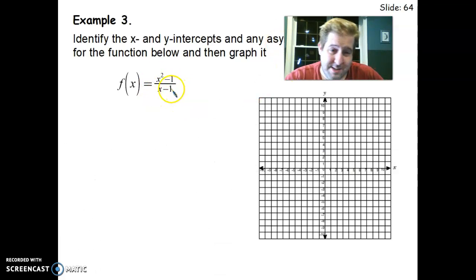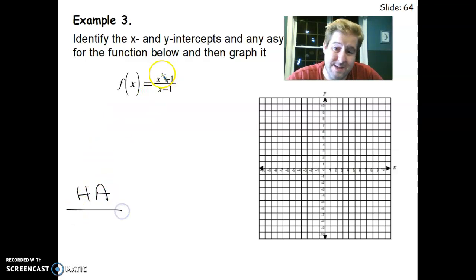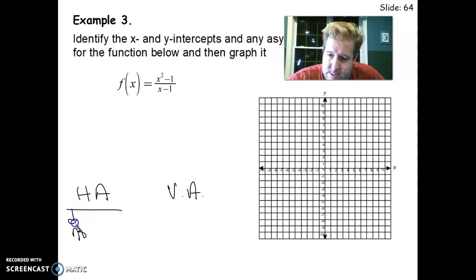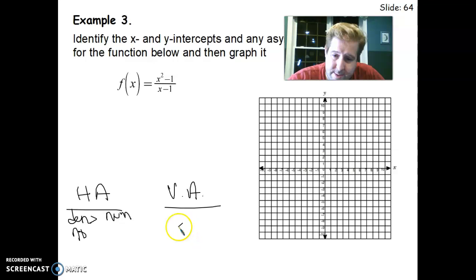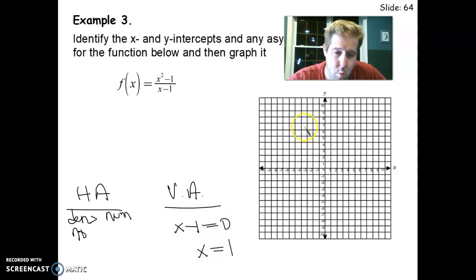All right, so next question. So we have horizontal asymptote first. The top degree is greater than the bottom. So there is no horizontal asymptote. For vertical asymptotes, we take the denominator, set it equal to 0, and that's going to be 1. So x equals 1. So once again, this is a right one transformation.